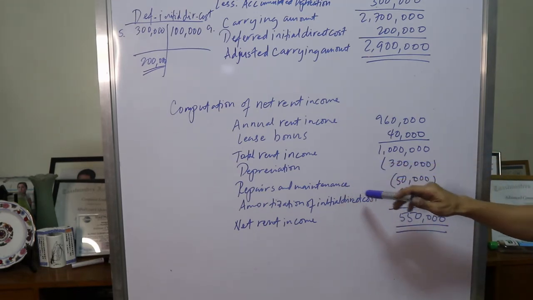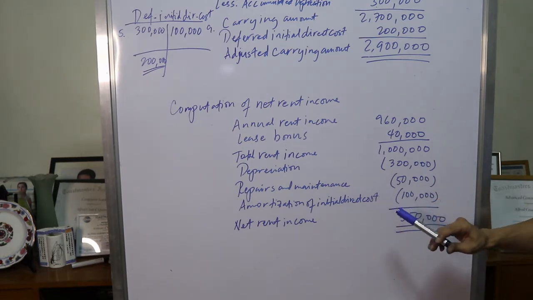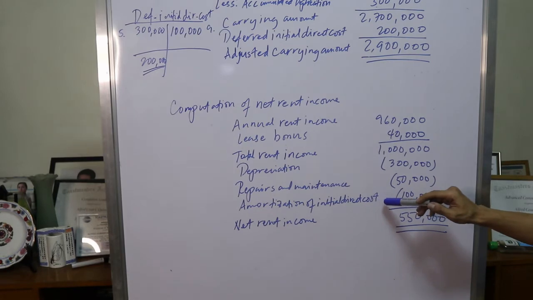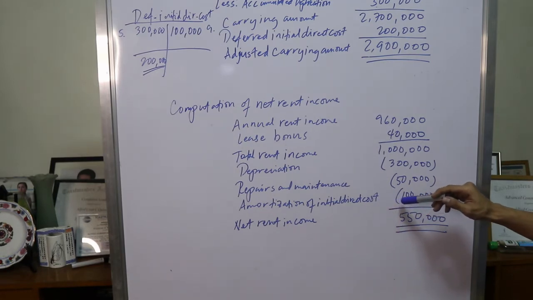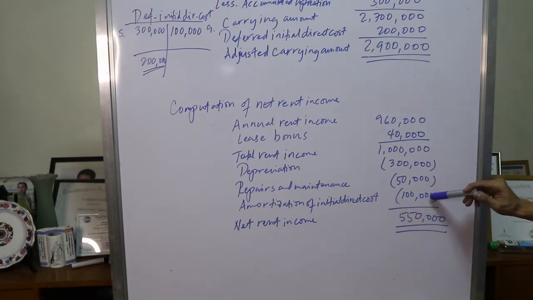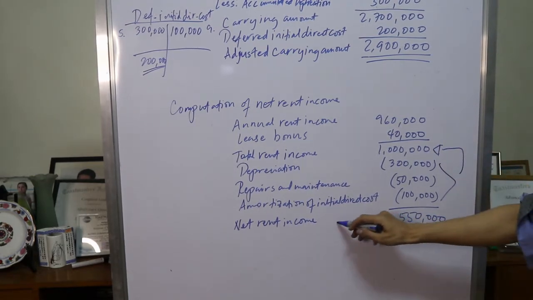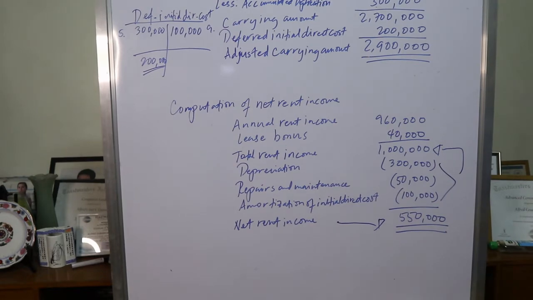Saka yung repairs and maintenance na na-incur natin for 50,000. And yung amortization and direct cost, okay, which is 100,000. Ayan. So, i-less lang natin lahat ng mga expenses dito sa total rent income. So, meron tayong net rent income na 550,000 pesos.